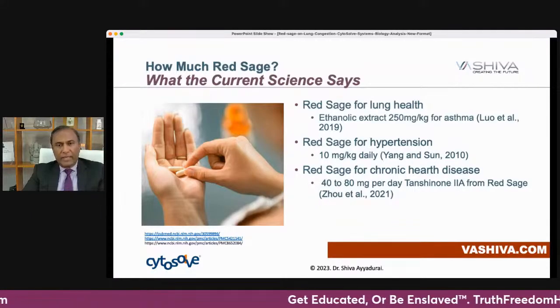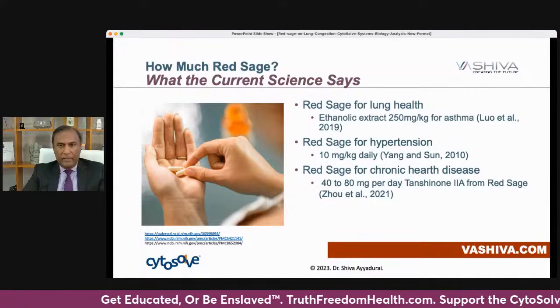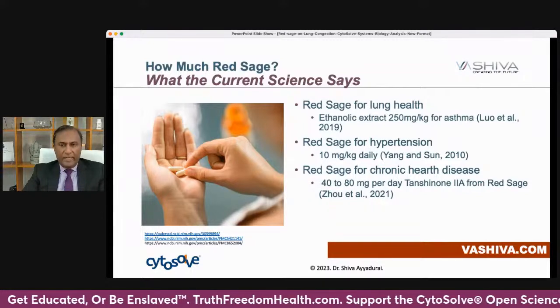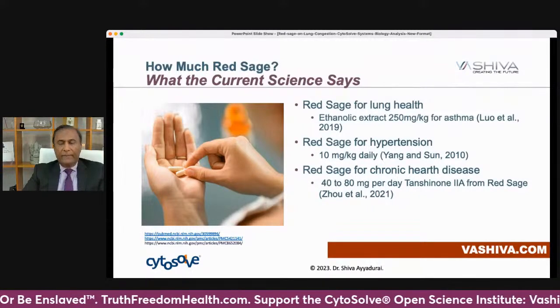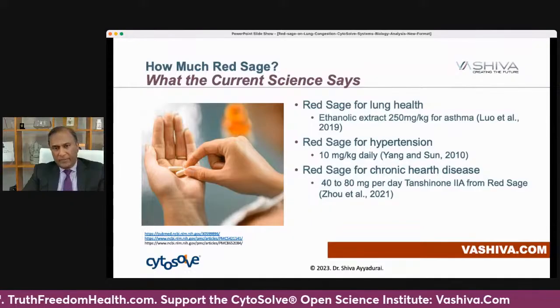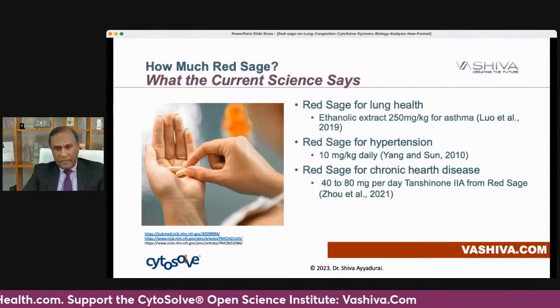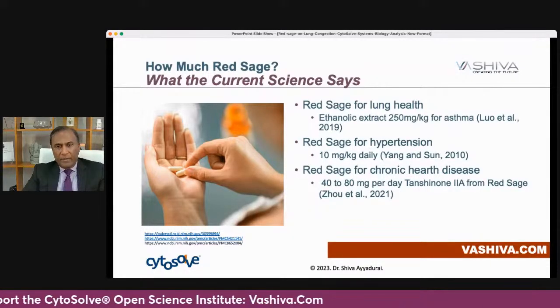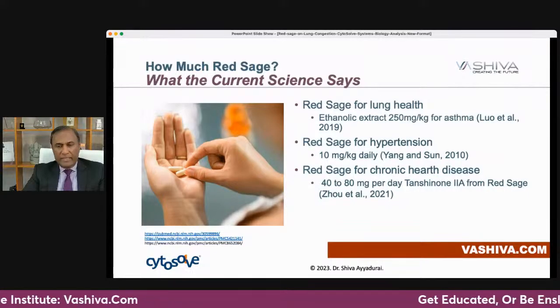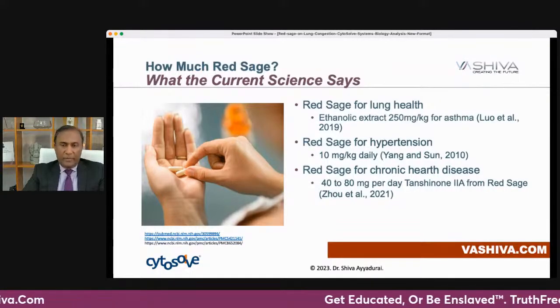Red sage for hypertension: 10 milligrams per kilogram daily. It's from Yang and Sun. That's if you have heart health issues, hypertension. Now for chronic heart disease, 40 to 80 milligrams per day of tanshinone 2A from red sage. That's that very particular molecule we found out where people are doing extracts of that, and that's Zhao et al. in 2021.